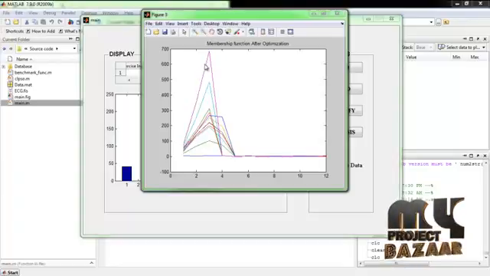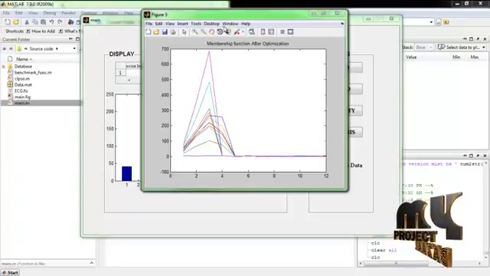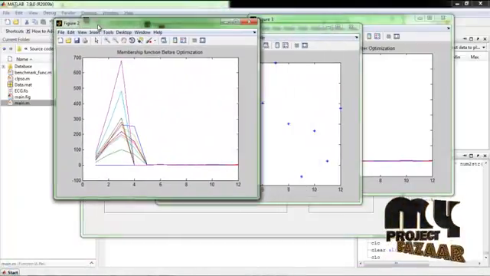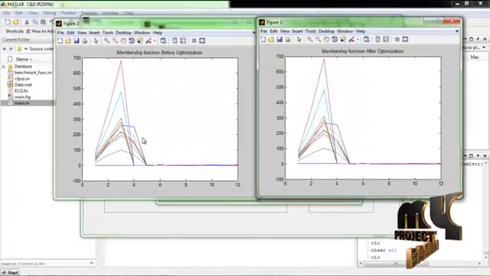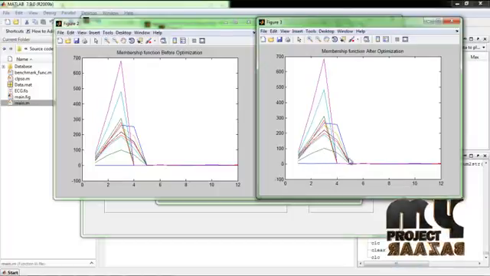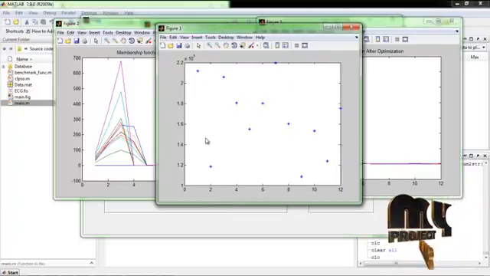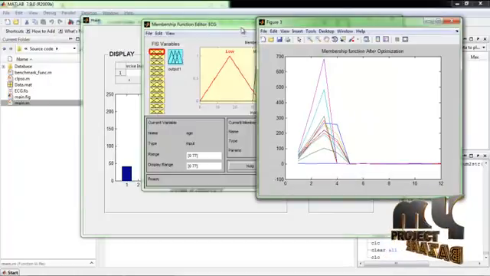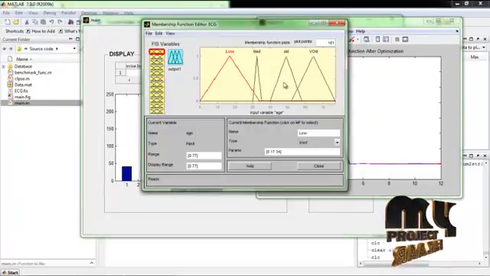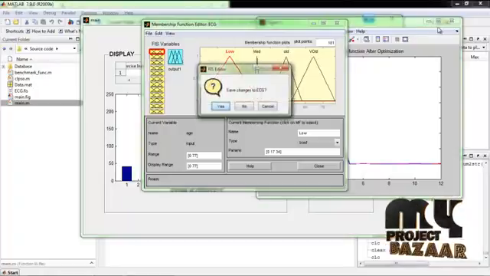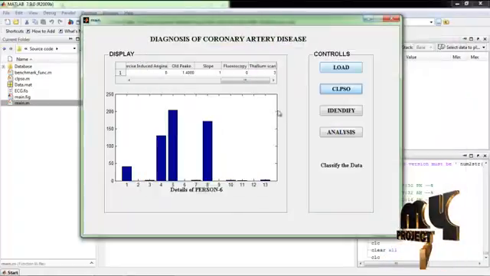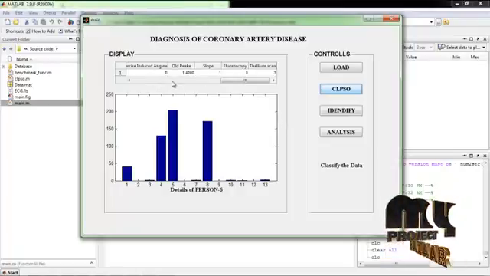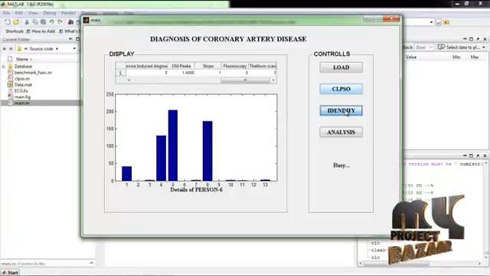And then this is the graph of all membership functions, this is the membership function after optimization and this is the membership function before optimization. Here the membership function changes a little bit after the optimization. This is the optimization result of CLBSO and this is the initial value of the fuzzy rule. Then we identify whether our input data is normal or abnormal.